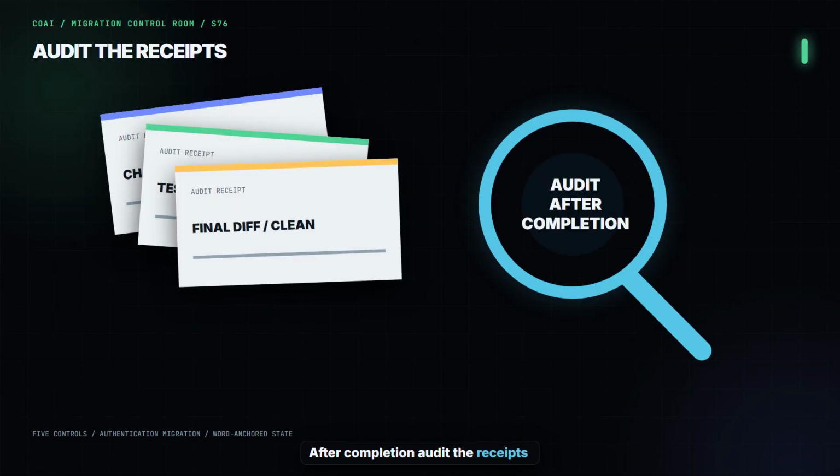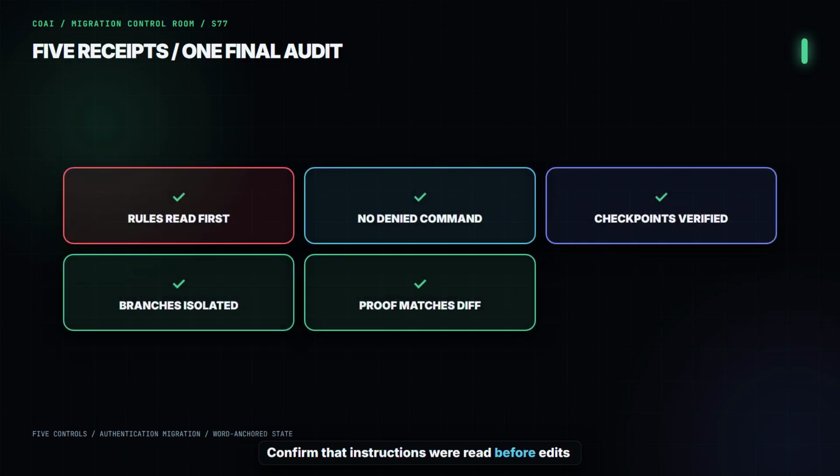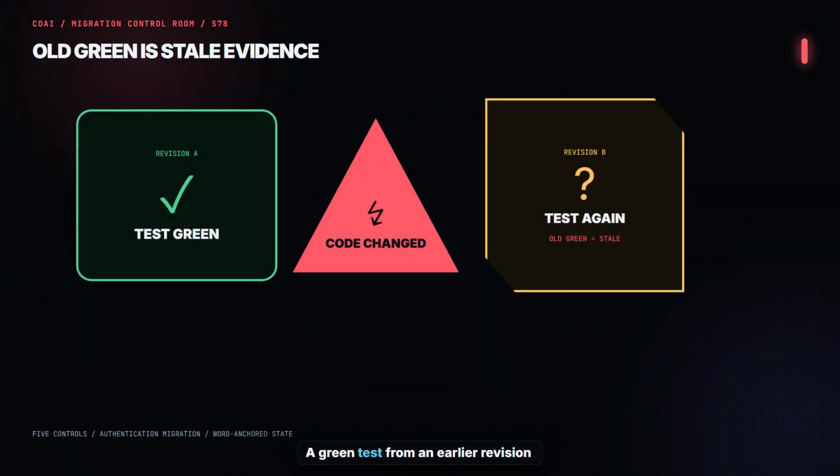After completion, audit the receipts. Confirm that instructions were read before edits and no denied command executed. Every checkpoint points to a reproducible revision. Isolated branches touched only assigned paths, and the final test evidence belongs to the final diff. A green test from an earlier revision is stale evidence.